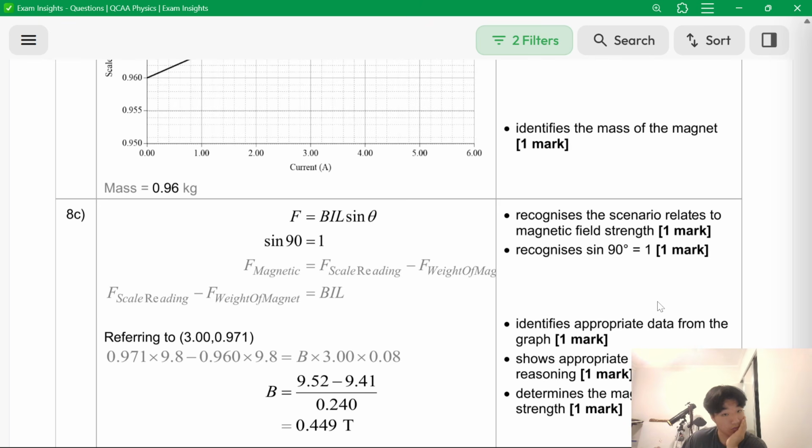Okay. Force due to magnetic field equals the force from the scale reading minus the weight of the magnet. Yeah, that's basically what I was trying to say. Okay, so rather than using the gradient, they just sub in a value. Subbing in a value is much quicker. You know, saves you a lot of time. Yeah. Scale reading minus weight of the magnet. Yep.